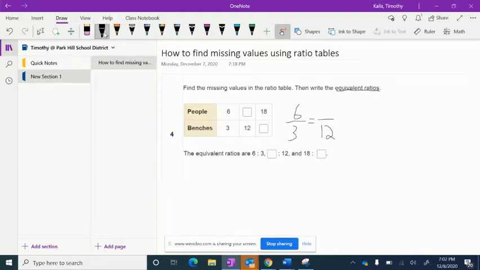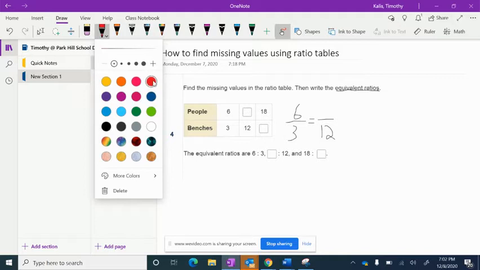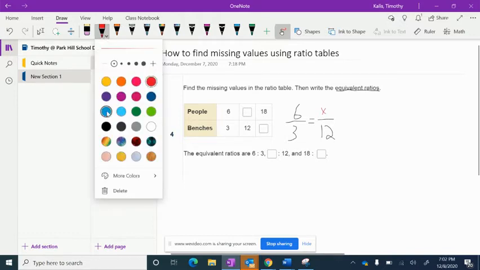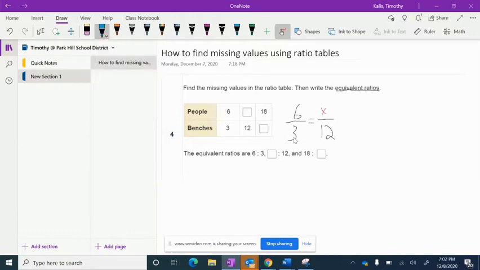So, and this one says we're going from 3 benches to 12 benches. And we're going from 6 people to, we're going to say X, because we do not know that number yet. So if you look at the number of benches to go from 3 to 12, we are multiplying 3 times 4 to get 12. So 3 times 4 equals 12.